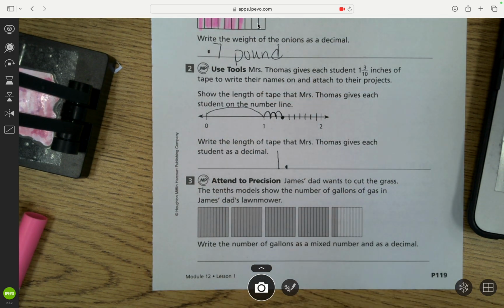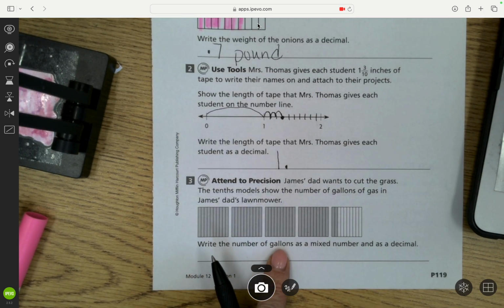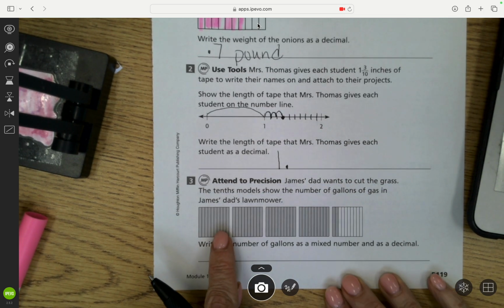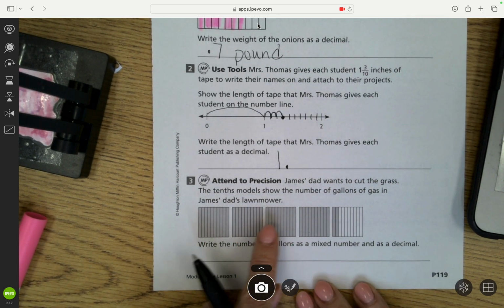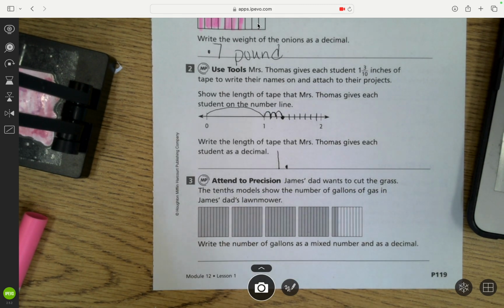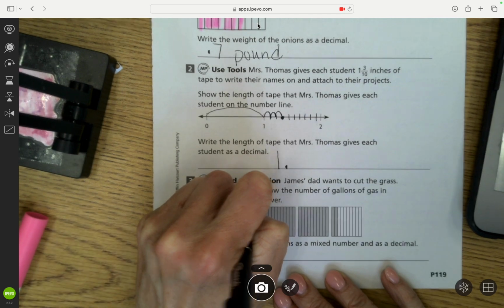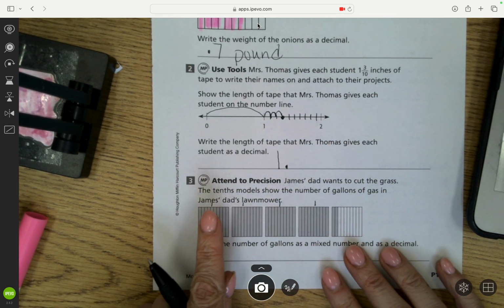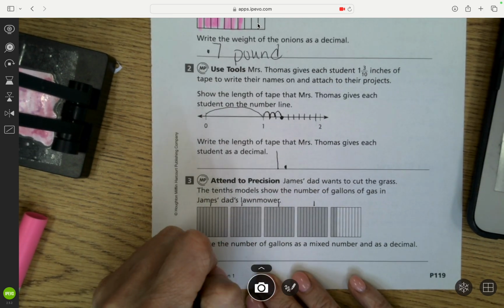All right, number 3. James's dad wants to cut the grass. The tenths model shows the number of gallons of gas in James's dad's lawnmower. Write the number of gallons as a mixed number and as a decimal. So, remember, these are all models with 10 parts. When it's all shaded, it becomes a whole. How many wholes do I have? This is one whole. This is one. This is one. This is one. Is this a whole? No, it's not all shaded. So let's count them. 1, 2, 3, 4.